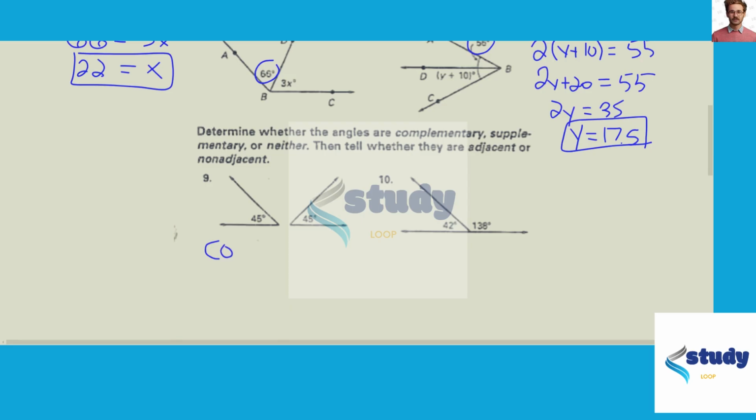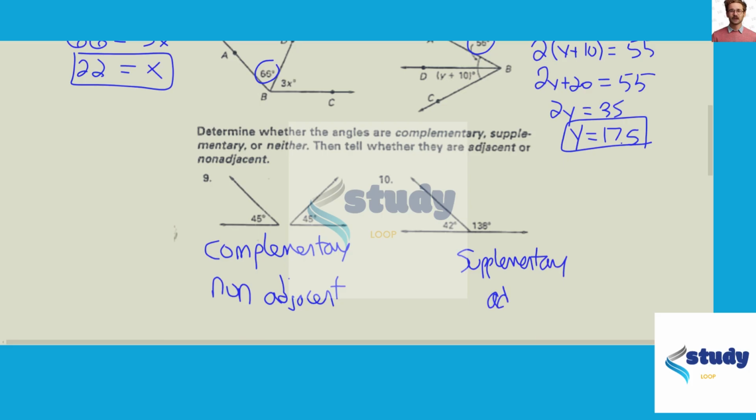And in the last two, it's defined as complementary angles when they add to 90 degrees, and 45 adds to 90. Not adjacent because they're not next to each other. They don't share a vertex and a side. Whereas in number 10, 42 and 138 adds to 180 degrees. That makes them supplementary, and they are adjacent because they do share a vertex and a side. They're next to each other.